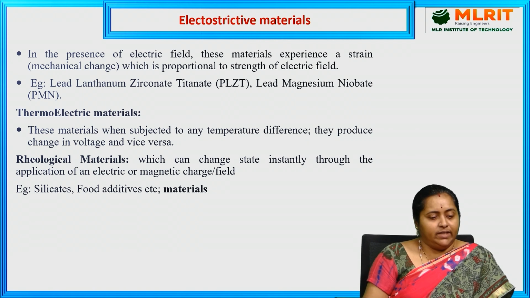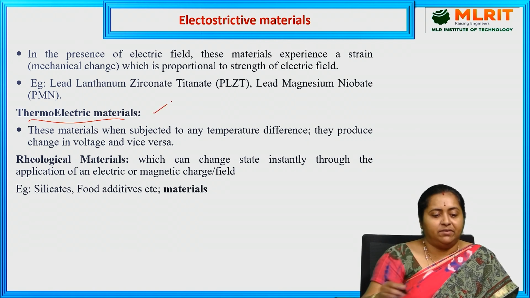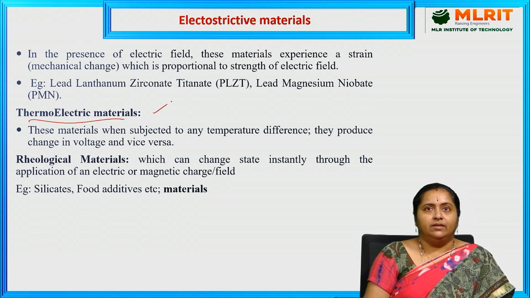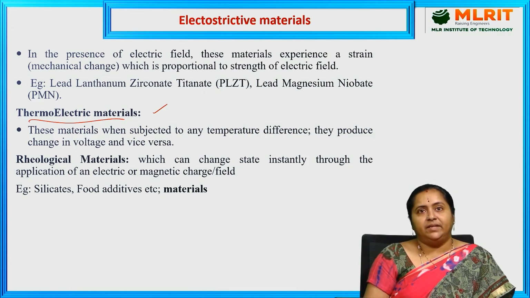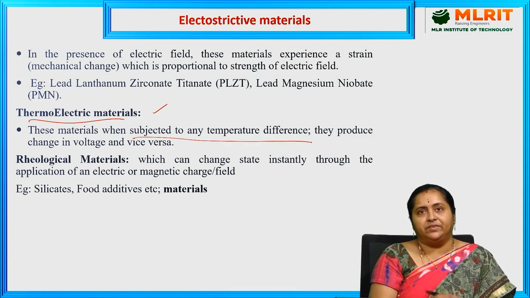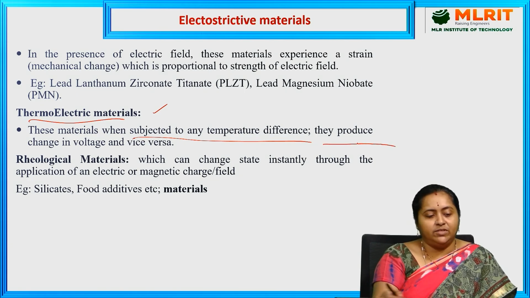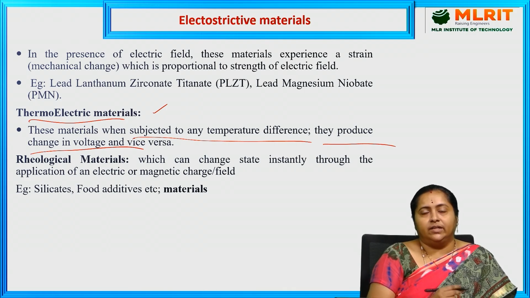And then the next category is thermoelectric materials. Another example of smart materials is thermoelectric materials. These are the materials that, when subjected to any temperature difference between the system temperature and the surroundings or environment temperature, are able to sense it. So based on temperature variation or temperature difference, they are able to generate or produce a voltage.